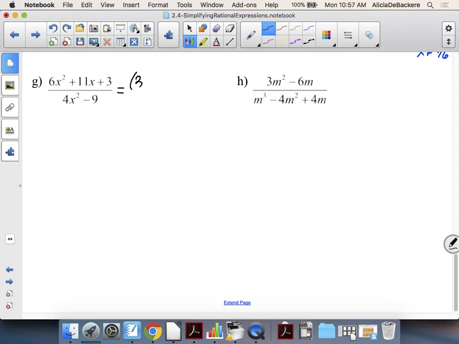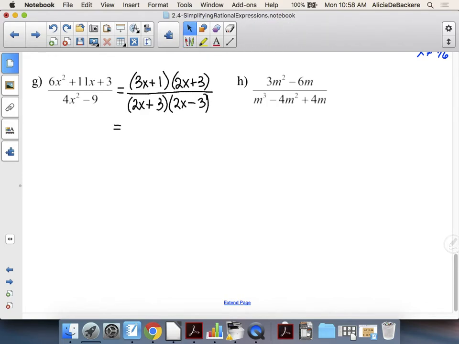Coming back, you should have 3x plus 1 in the numerator and 2x plus 3. And then in the denominator, taking the square root of the first thing and the square root of the last thing, I put that at the front and the back of each bracket. One of them needs to be positive and one of them needs to be negative. If you're not actually pausing the video and doing the work yourself, then you're not doing the learning, right? Which won't help you when it comes to test time.